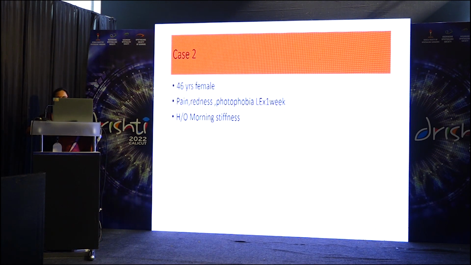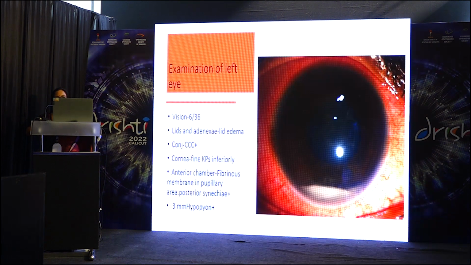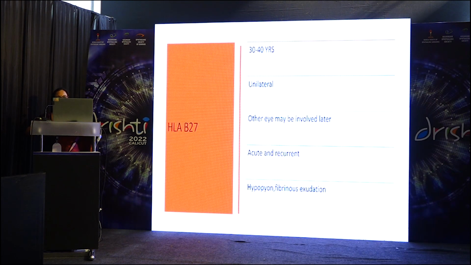Now, this is a lady, 46-year-old female, who presented with pain, redness, and photophobia of 1 week duration. She gave us a very important history of morning stiffness and back pain. On presentation, she had significant congestion with small fine KPs and a fibrinous membrane in the pupillary area with a 3 mm hypopyon. What are we dealing with? This is a case of acute non-granulomatous anterior uveitis associated with back pain and morning stiffness.